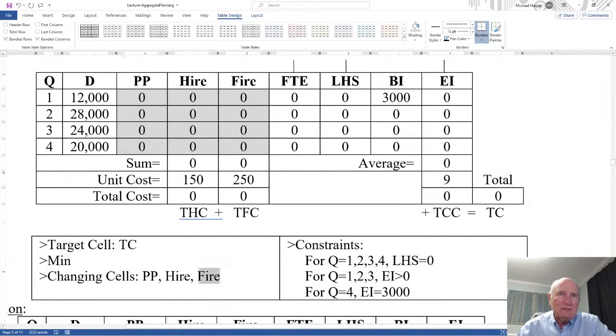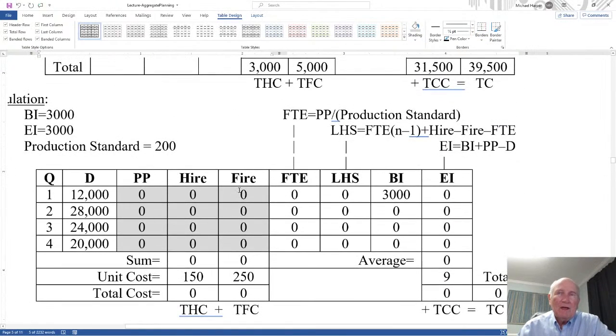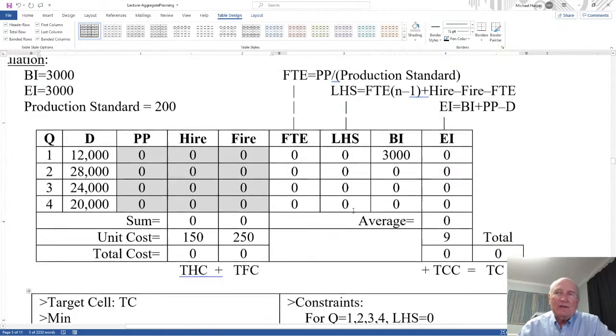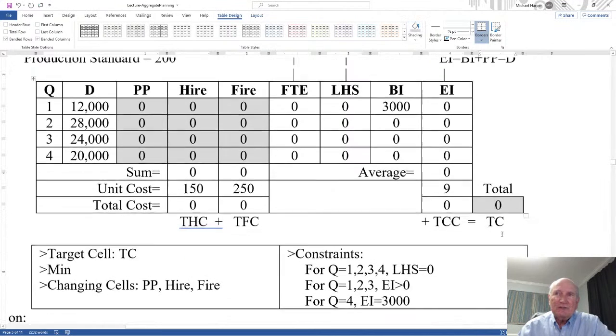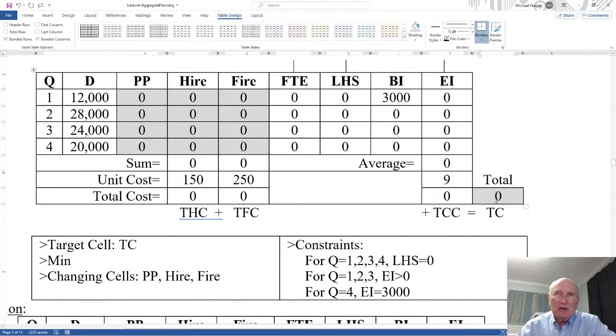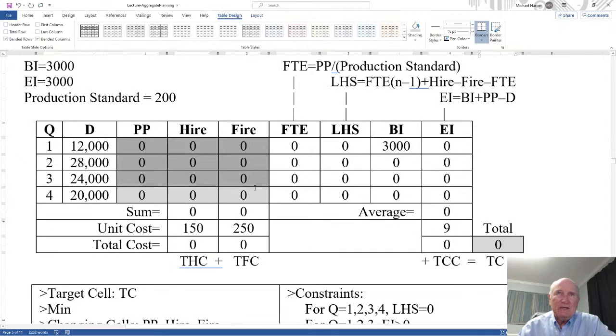Down here, these are my decision variables. Then I need to connect, over here, to my total cost down here. Let me shade that in. So here's my objective function. I want to minimize my total cost by changing these cells.